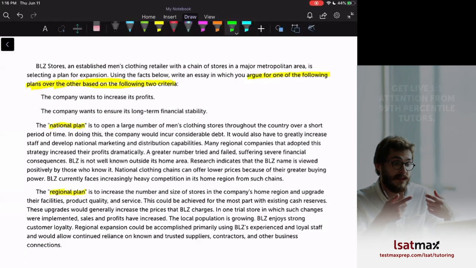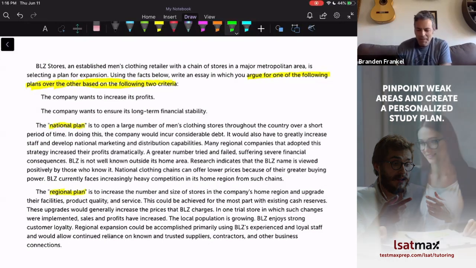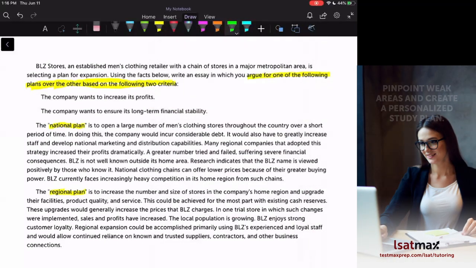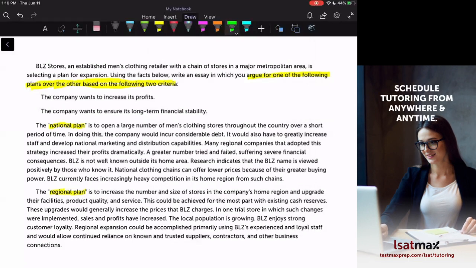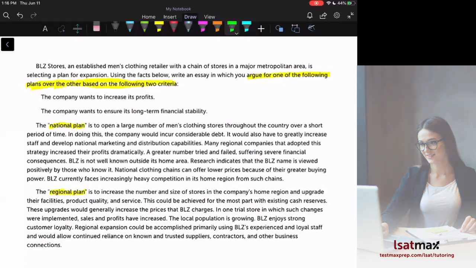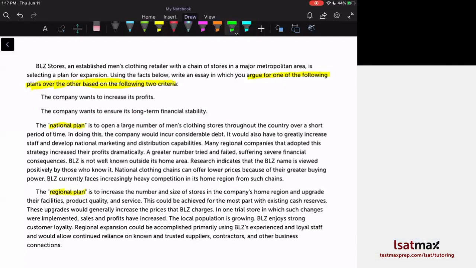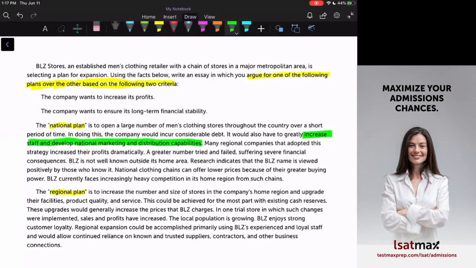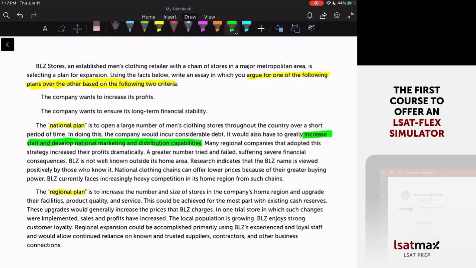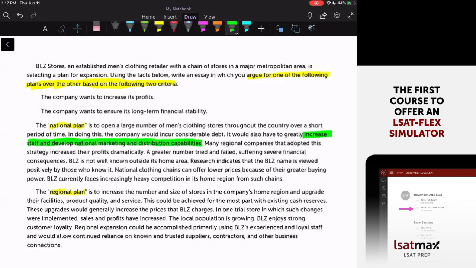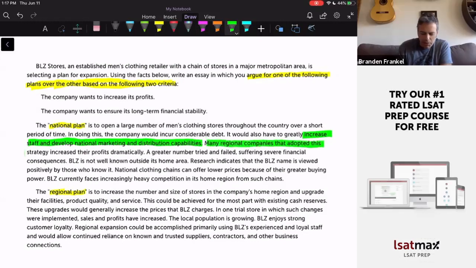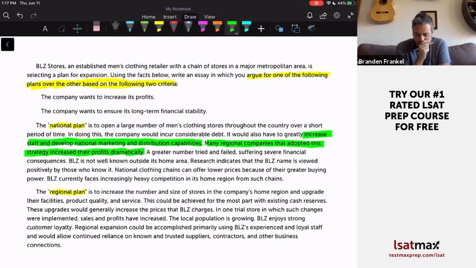Yes, I can. Hello, how are you? Hi. Great, thanks. So the positive aspects that I see in this national plan are, first of all, it would increase staff, so give jobs to people. They're saying they're going to develop national marketing, so that's a positive aspect, and distribution capabilities. And they're saying that this would increase the profits dramatically. So those are the positive aspects of this national plan, in my opinion. Great. I do see that this strategy has increased profits dramatically for other people, so it has a record of success, which I think is good. So Rachel, thank you for that.